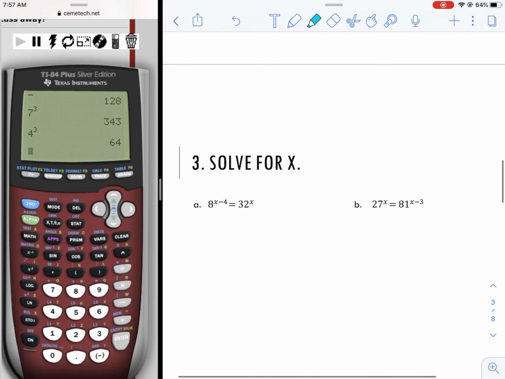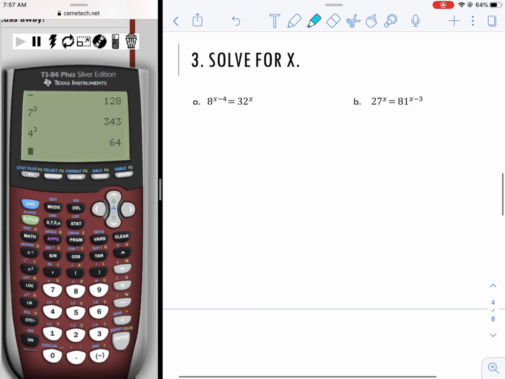Okay? Now, in the last set of solving problems, what we're going to have to do here is change both bases. So we have 8 to the x minus 4 equals 32 to the x. If we try to use 8 as the base, it's too big. 8 squared is 64, which is too big. It's bigger than 32. So we have to think of a base that's smaller than 8.